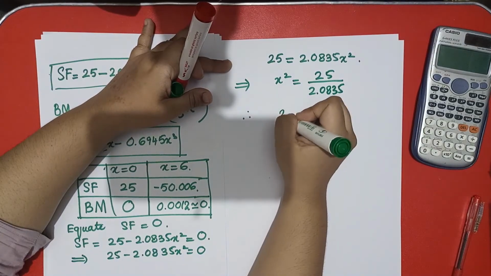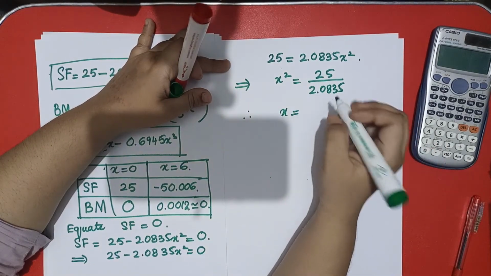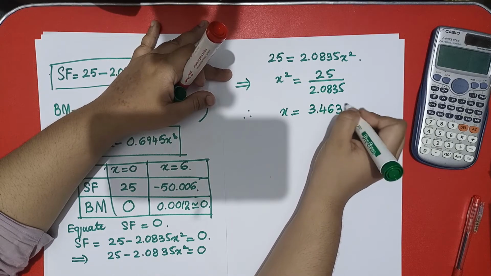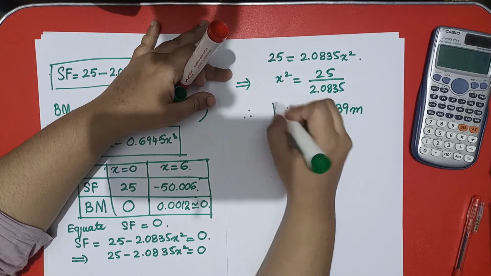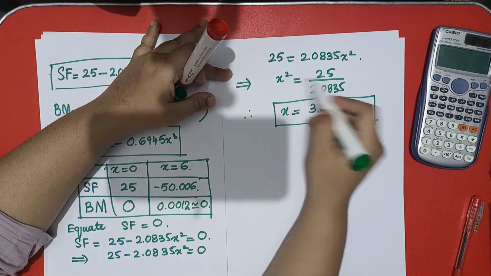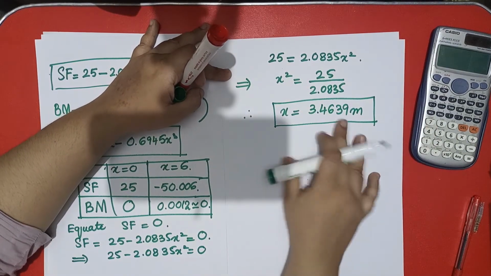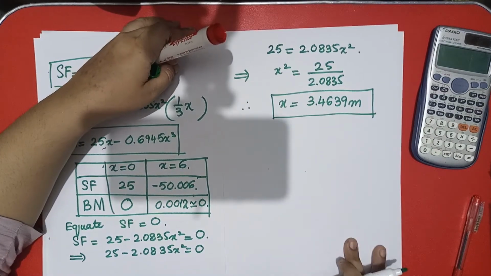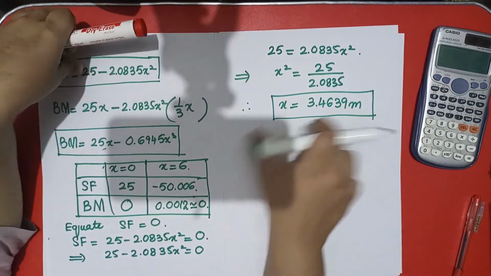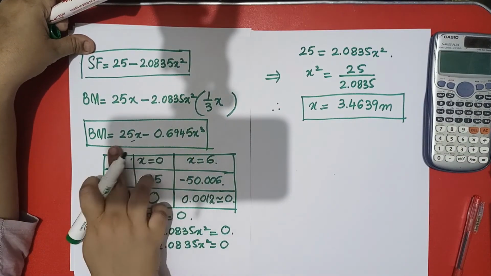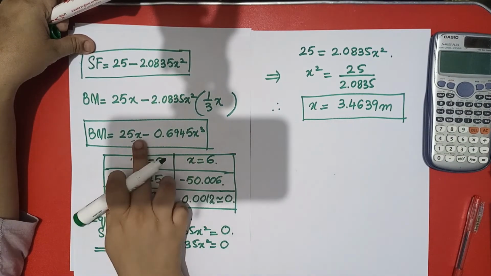So therefore the value of x comes out to be 3.4639, and it should be in meters. Obviously you have to take the square root of it, so you will get the value. When you get the value of x, you have to put this value of x in the bending moment equation. This is the bending moment equation, and you have to put the value of x over here.